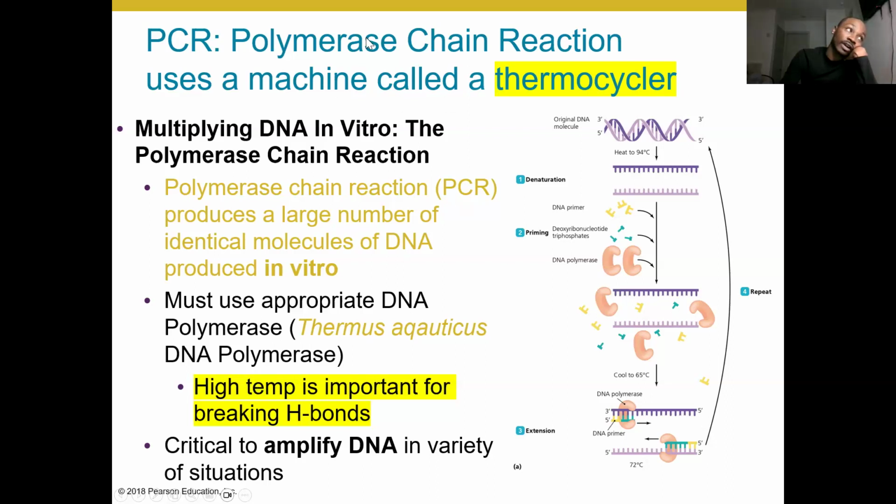Okay. And again, this whole process, this PCR, is there to amplify the DNA. We're going to put this DNA again in a thermocycler machine.